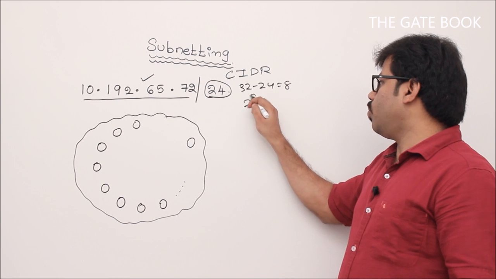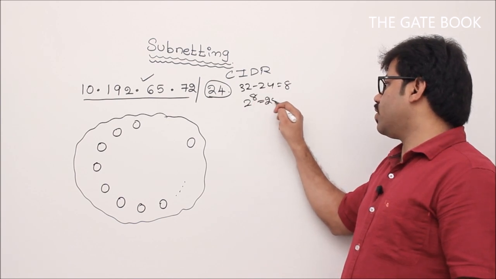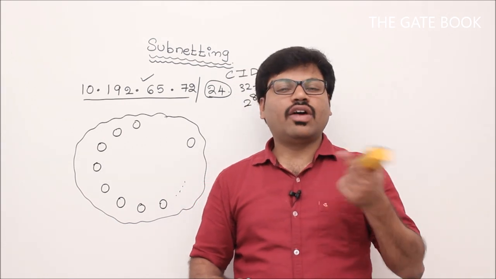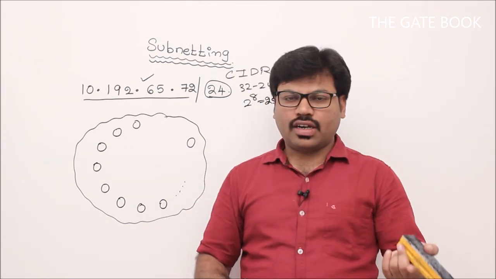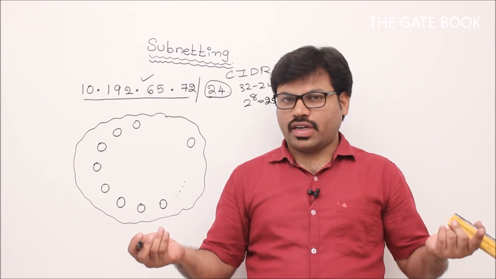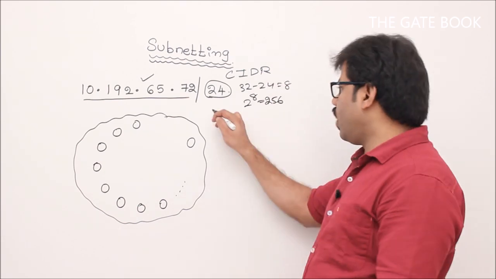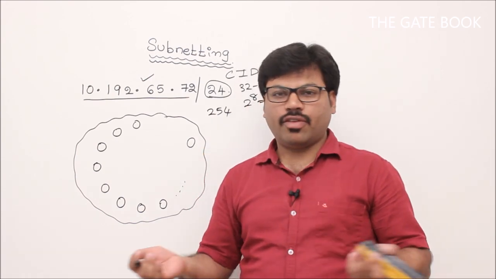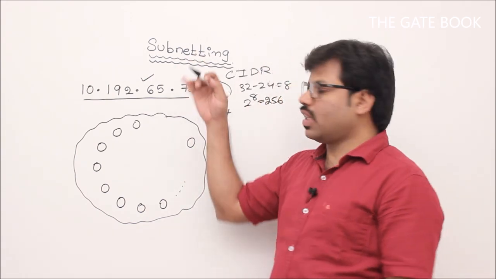8 means what? 2 power 8 patterns. So 256. So there are 256 patterns given for you. Out of them, 2 we have to use, one for the network address, second one for broadcasting. That's why we have only 254 addresses. Now with these 254 addresses, you want to form a subnetwork, otherwise called a subnet.